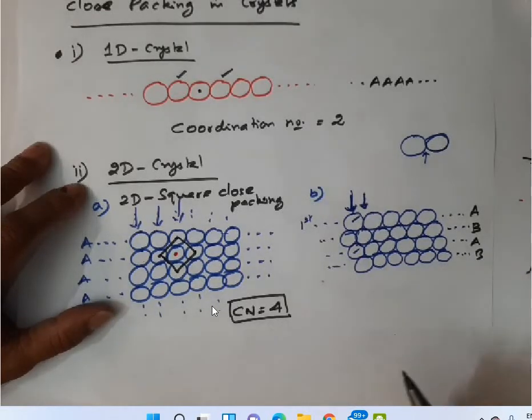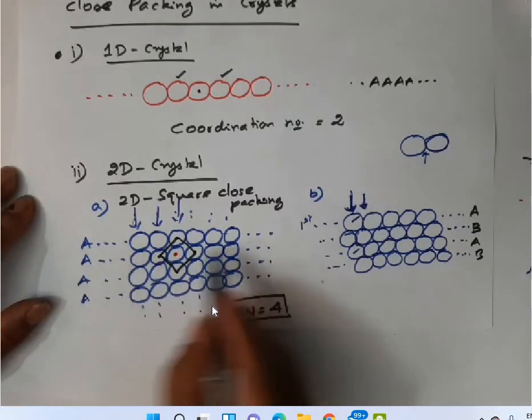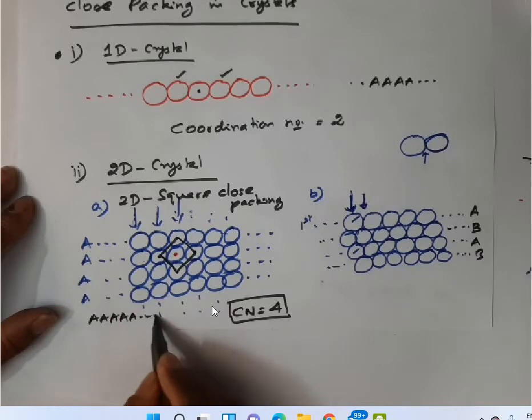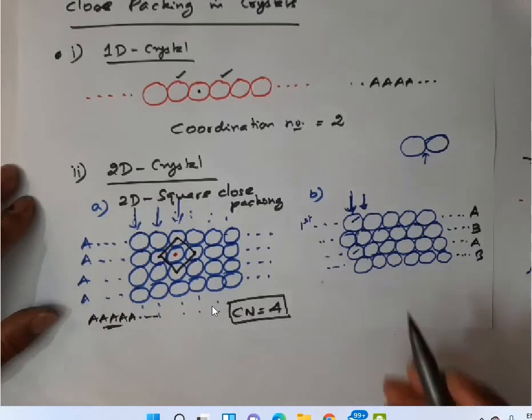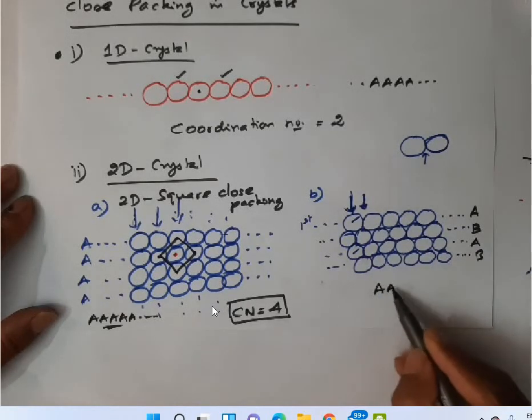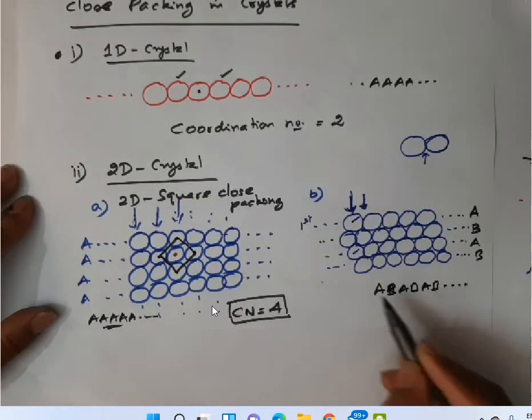So the arrangement, see here, in two-dimensional square close packing, the rows are arranged as A A A A, like that. The arrangement is AAA type. Whereas in this arrangement, the arrangement is ABABAB arrangement. ABABAB, like that it goes.